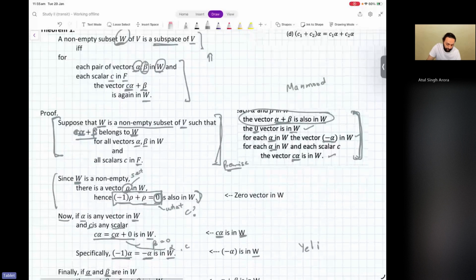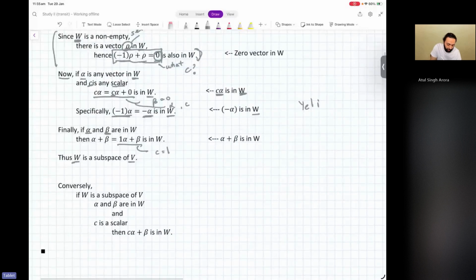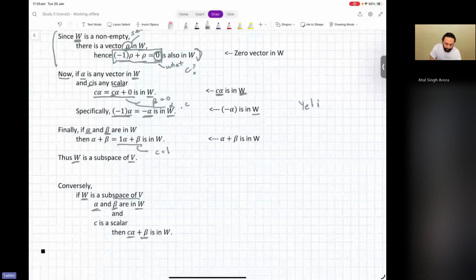So this direction is fine. The other direction is sort of immediate because W is already a subspace, right? And alpha, beta are in W, and so therefore, in particular, they will satisfy C alpha plus beta is in W. Is that okay?